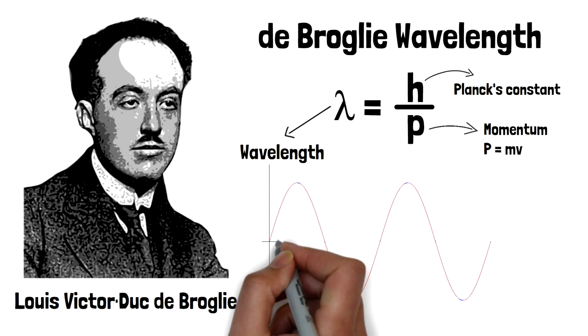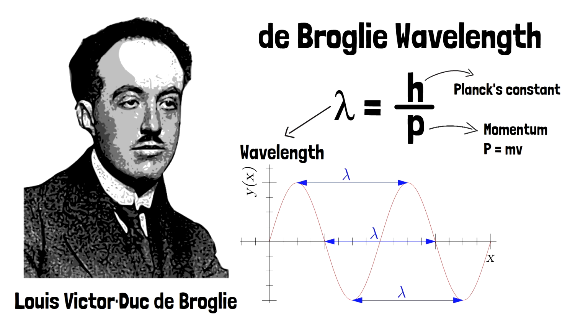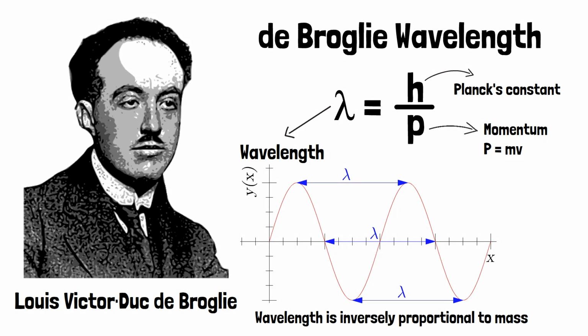Now, in case you do not remember what a wavelength is, it is the distance between two identical points on the wave pattern. From this hypothesis, we can know that wavelength is inversely proportional to mass, meaning that the higher the mass is, the smaller the wavelength is.